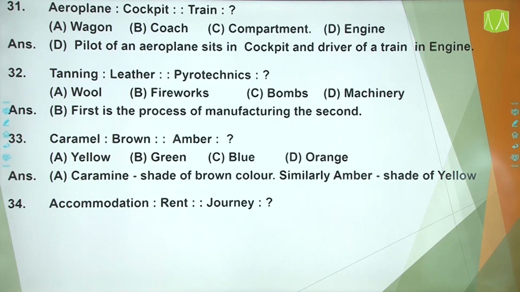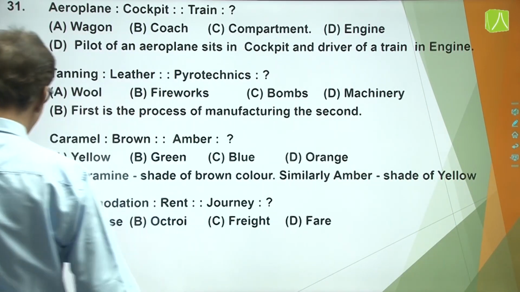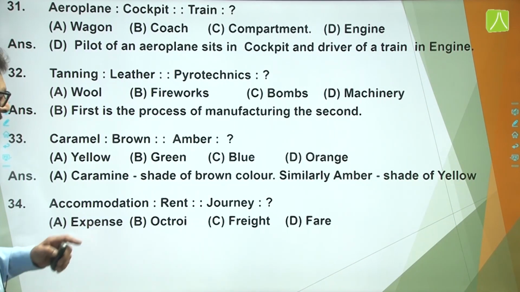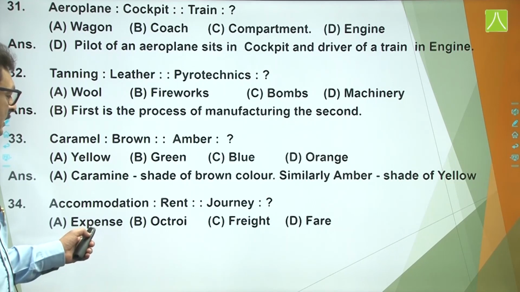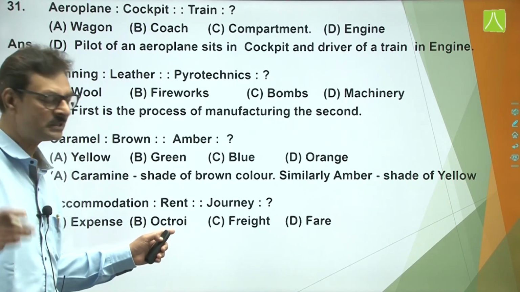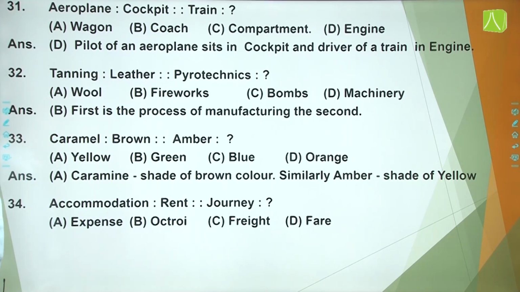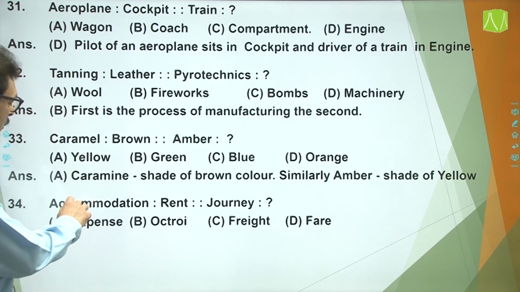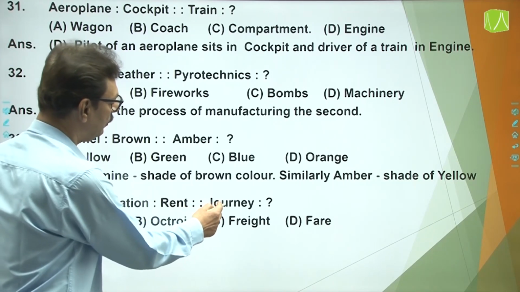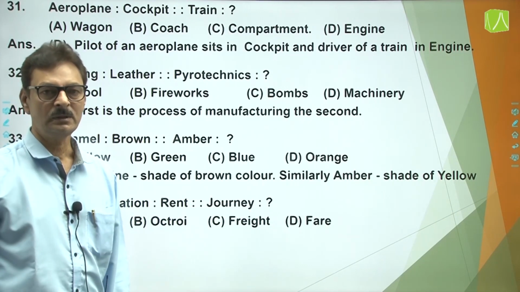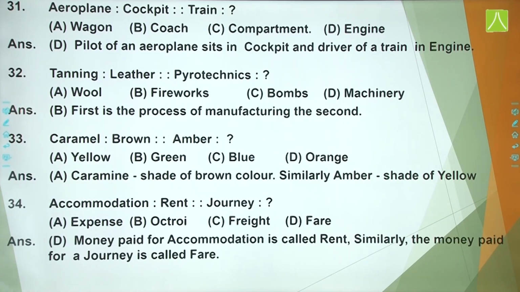Next, accommodation is to rent, journey is to what? Yes, read this sentence very carefully. Don't get carried away with the options. Accommodation is for rent. Accommodation is for staying. For staying we pay rent. For journey, what do we pay? Fare. Do we pay expense? No. Do we pay octroi? No, that is for transportation. Freight? No. Fare, F-A-R-E. Fare is the amount we pay for our journey. So for accommodation, the money we pay is called rent. And for journey, for travel, whatever amount we pay is called the fare, F-A-R-E. So the correct answer is option number D.